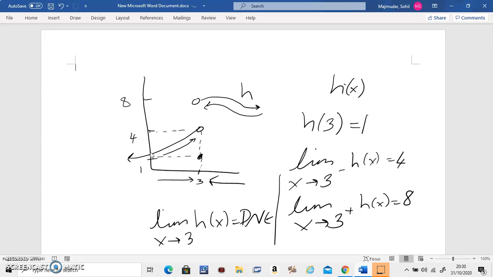Now one more thing, just make a note. If all 4 of them, this one, this one, this one, and this one are equal, then you will have to say that the function h of x is continuous at x equals 3. So just make a note. If all 4 of them turn out to be equal, then that function will be continuous. Let's do an example of that.